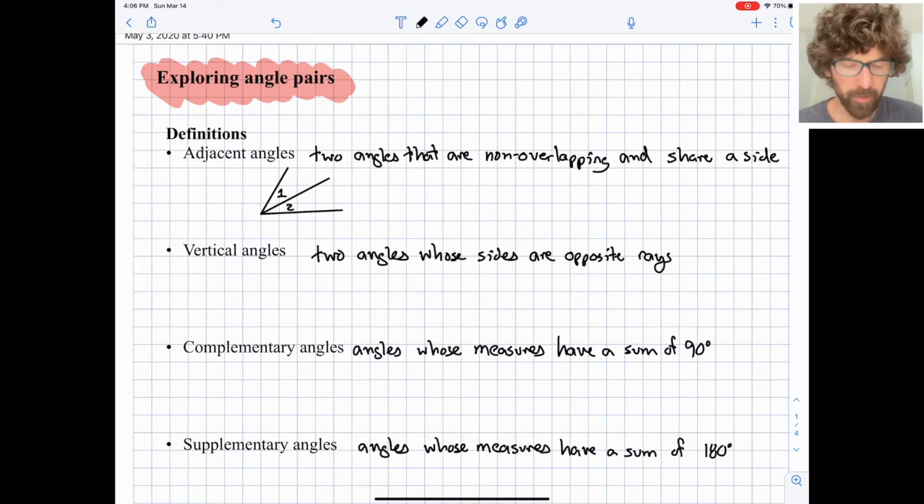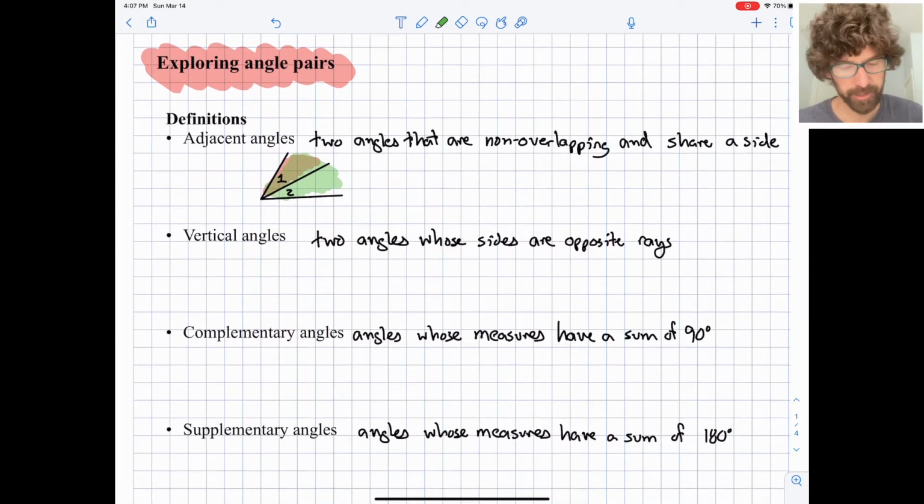When we talk about non-overlapping angles, though, I want to be careful here and show you an example of angles that violate that rule and are therefore not adjacent. So we could think about this red angle, and then also this green angle. They share a side, but they're overlapping, and that's what makes them non-adjacent, and that's why we need that non-overlapping criteria in the definition. So angles 1 and 2 are adjacent. Red and green are not adjacent in this picture.